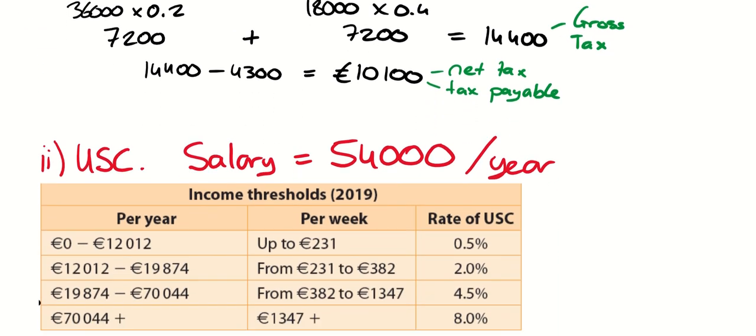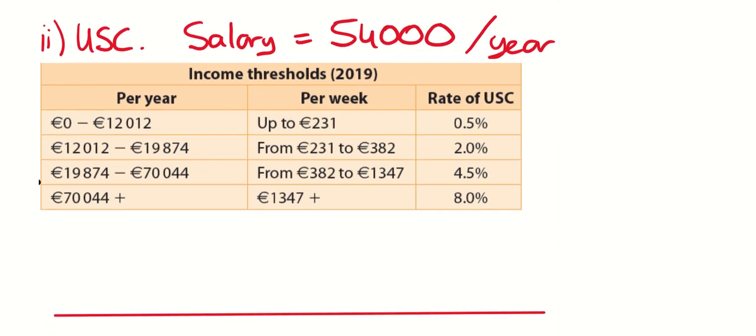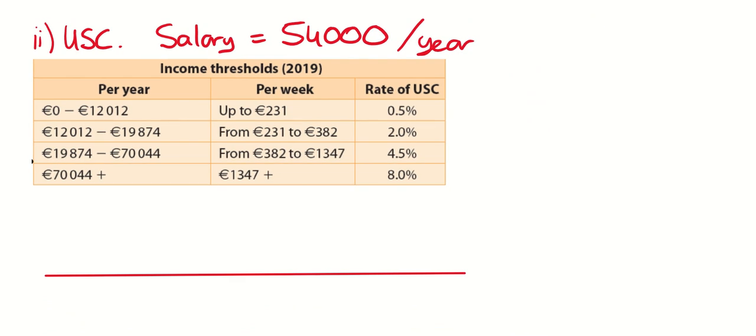Now, the USC is done in a very similar way. Okay, except it's just in smaller numbers and bigger brackets, or smaller brackets. So here we see that his salary is 54,000 a year, so it's more than 12,000, it's more than 19,000, but it's less than 70,000. So it's fitting right in this bracket, meaning you're going to have three tax brackets for him here. So we go from 0 up to 12,012, up to 19,874, all the way up to 54,000.